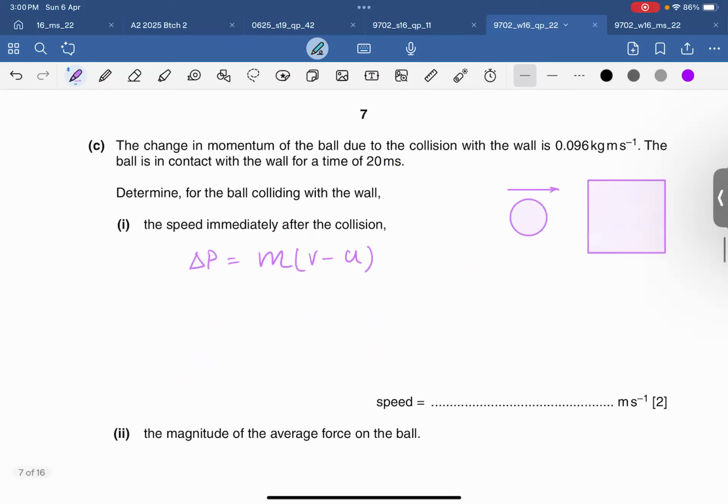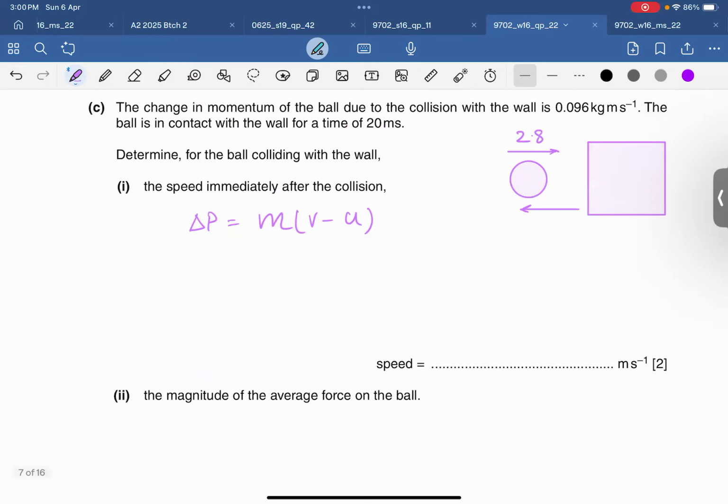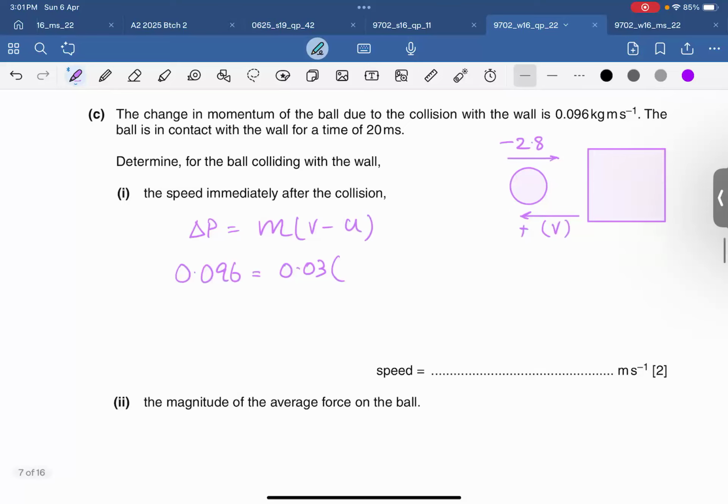So 2.8, and after the collision it will have some other velocity which we don't know, which we have to find out, but the direction changes, so you have to consider the change in direction with the final velocity. Okay, so 0.096 is equal to 0.03 times final velocity. अच्छा, if they are saying कि finally it has a positive velocity, right? So हमें ये नहीं लेना पड़ेगा, so we have to take this as a negative and this as positive, right? क्योंकि they said that the change in momentum is positive, right? So that is why final velocity minus 2.8, and then just solve it.